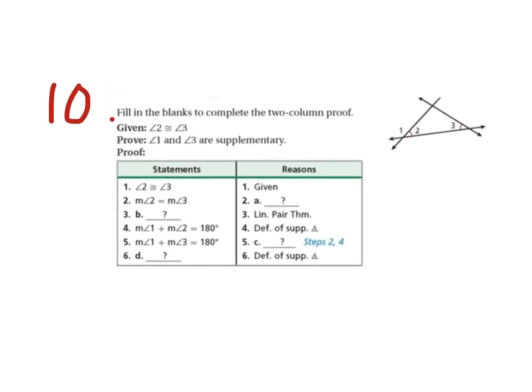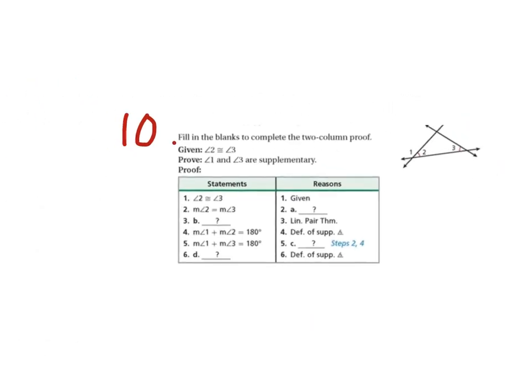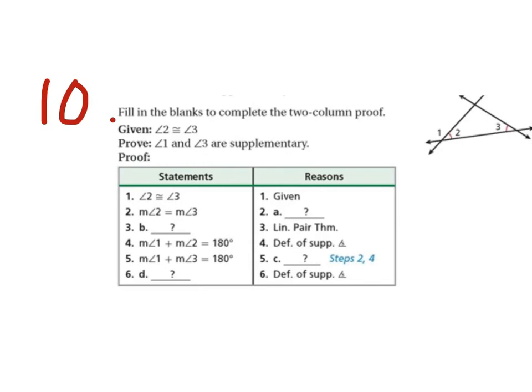So last question. Fill in the blanks to complete the two-column proof. It's given that angle 2 is congruent to angle 3. So if you look at this picture, they put the arc marks there. So we have angle 2 is congruent to angle 3, which that's given. And then we go from angle 2 is congruent to angle 3 to angle 2 is equal to angle 3. And we know if two angles are congruent, we can say that they're equal because of the definition of congruent angles.